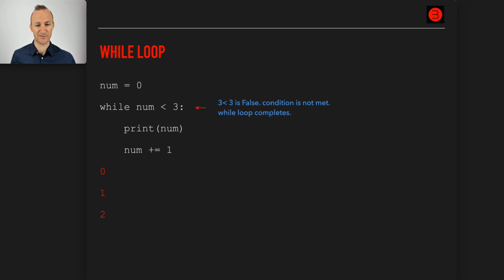And now we get 3 less than 3 is false. The condition is not met. The while loop completes. The code underneath is done. It's skipped over.